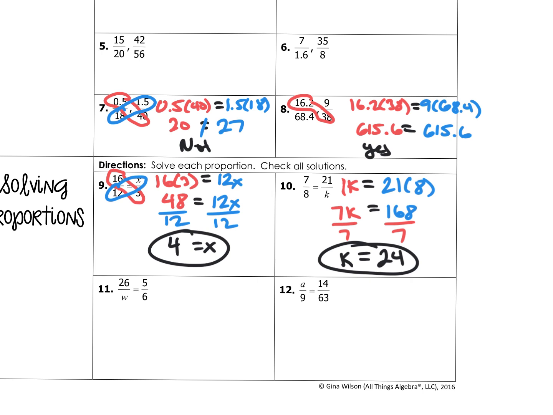So in this case, if you want to pause the video and try these next two on your own. Here we're going to have 5w is equal to 26 times 6.